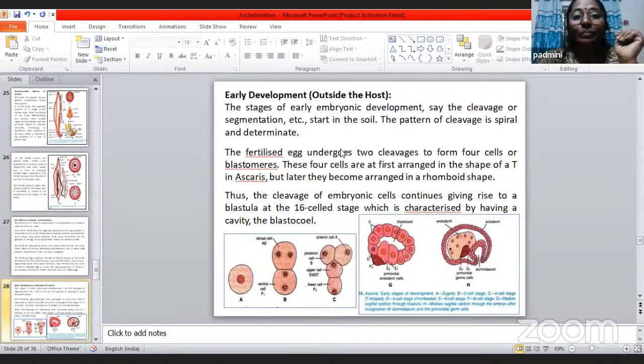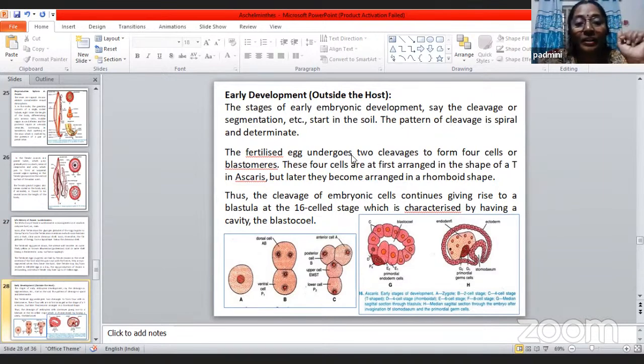Okay. Early development. So what happens after the eggs have been laid, after they have come out into the environment? The stages of early embryo development, that is the cleavage or the segmentation, start in the soil. That is, once they are thrown out from the feces into the soil, out of the warmth of the body into the environment outside, the cleavage starts to occur. And what is the pattern of the cleavage over here? The pattern of the cleavage is spiral cleavage and determinate. So each cell is determined to become one particular tissue.